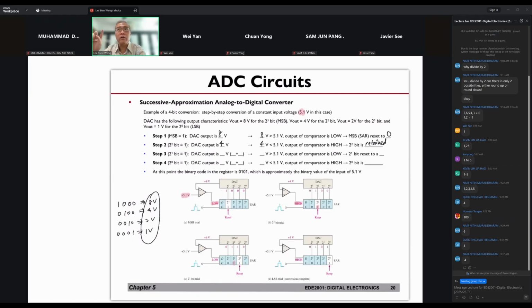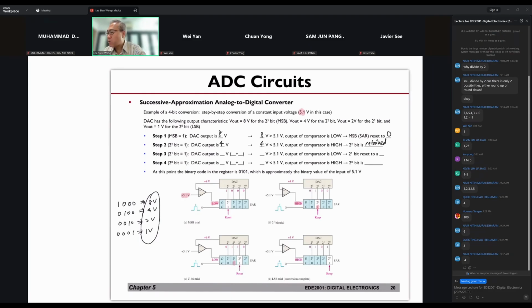For a 4-bit, you need to evaluate 4 times. Then the final code that you get will be the level that this analog voltage will be digitized to. So now we are going to set this to a 1. So 0, 1, 1, 0, the third MSB, we set to a 1.